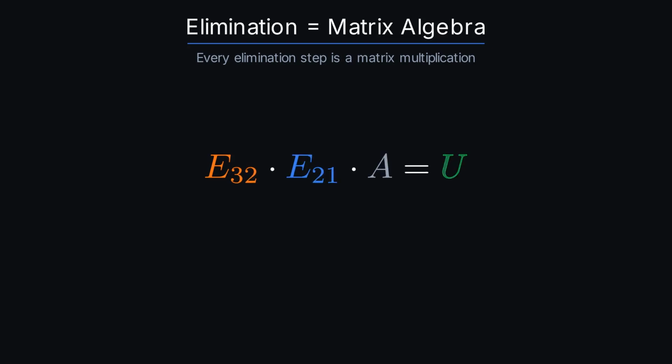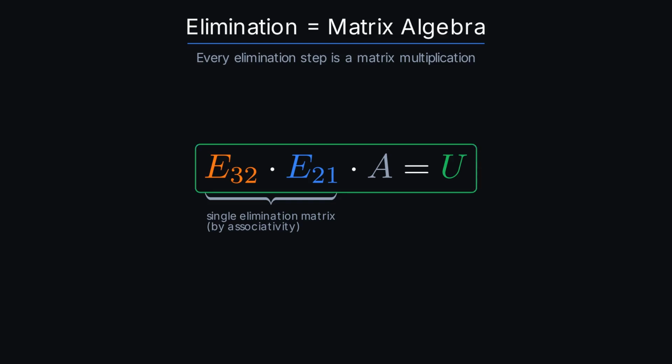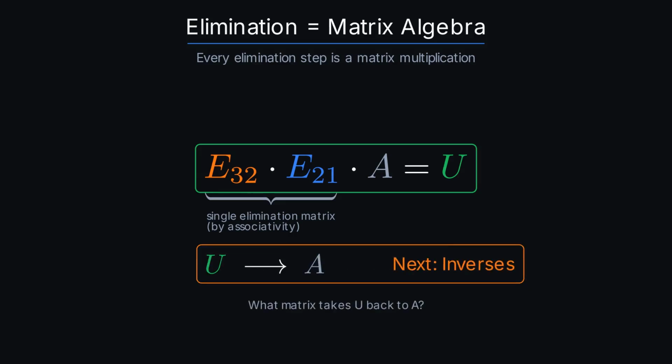Putting it all together, E₃₂ times E₂₁ times A equals U. And because matrix multiplication is associative, E₃₂ times E₂₁ collapses into a single elimination matrix. This is the big picture. Elimination is just multiplying by matrices on the left. Next time, we ask the reverse question. If these E matrices take A to U, what matrix takes U back to A? That's the inverse. And undoing elimination turns out to be even cleaner than doing it.